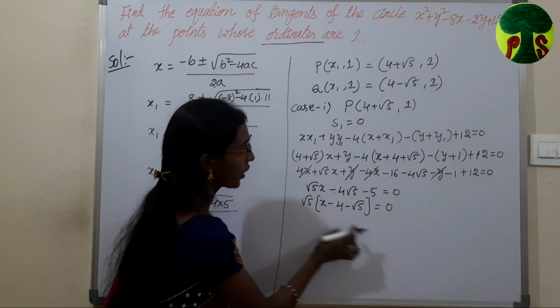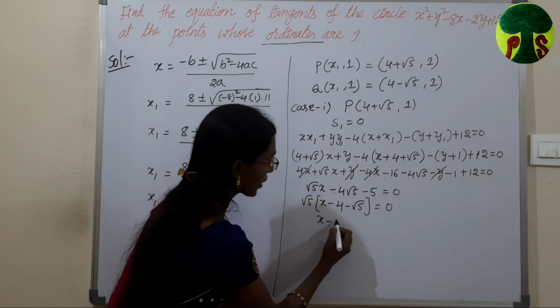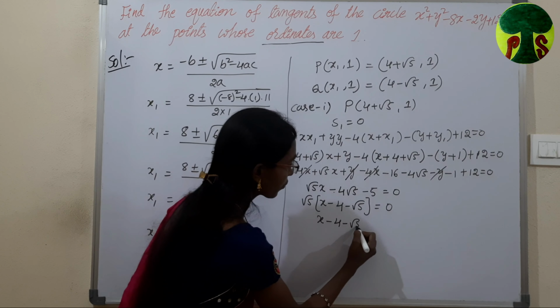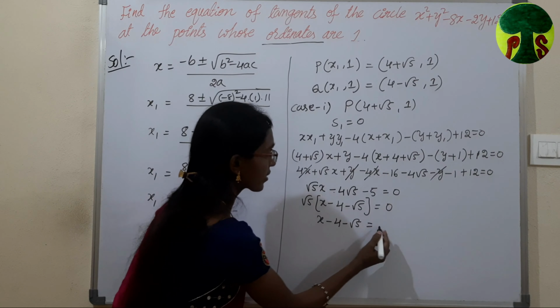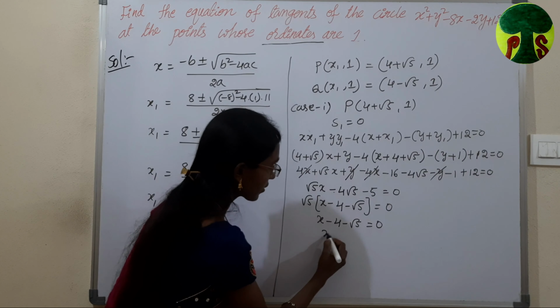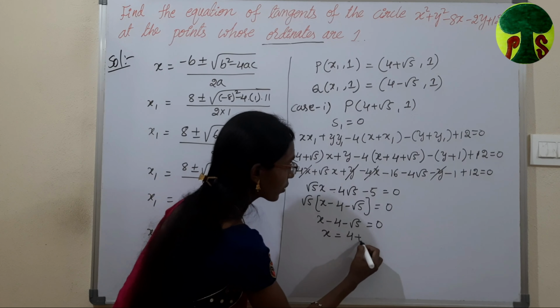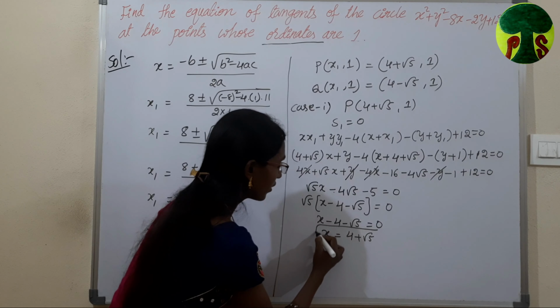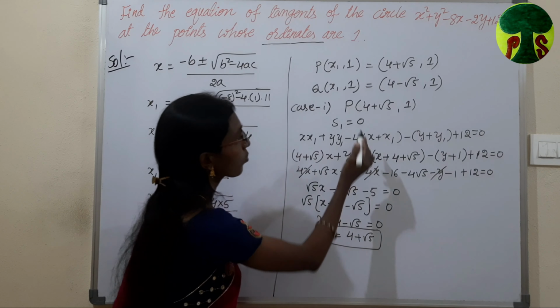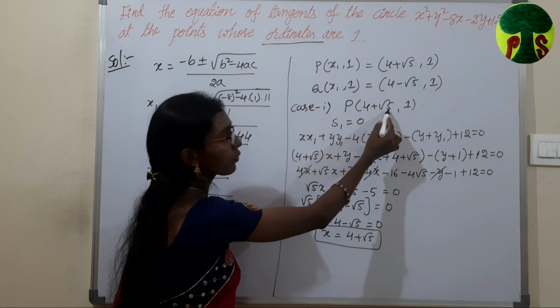Now I am sending root 5 to the right hand side. We will get x minus 4 minus root 5 is equal to 0 by root 5, which is nothing but 0. We can express this as x is equal to 4 plus root 5. What is this? This is the equation of the tangent at the point P, (4 plus root 5, 1).